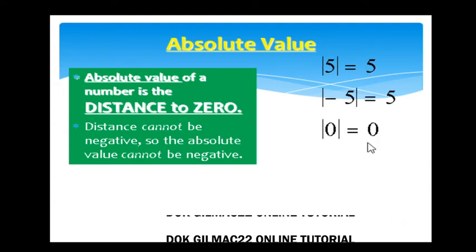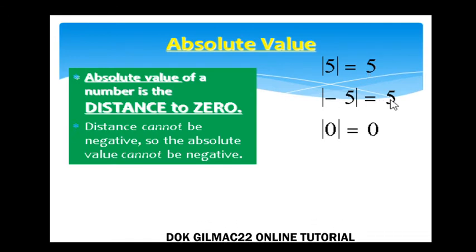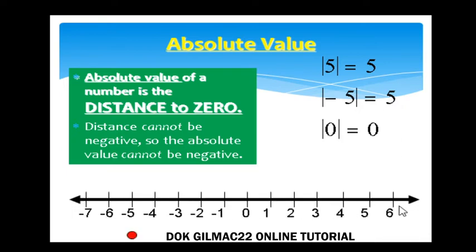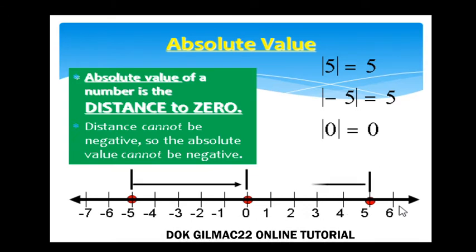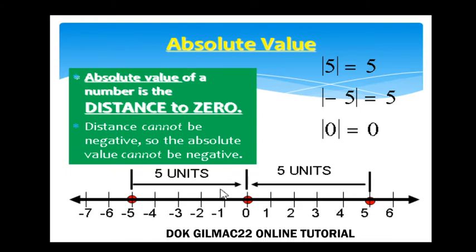So, for instance, absolute value of 5 is equal to positive 5. Absolute value of negative 5 is also equal to positive 5. Absolute value of 0 is 0. Now, let's have the illustration here in the real number line, negative 5, 0, and 5. As you can see here, the distance from negative 5 to 0 is 5 units, and the distance from positive 5 to 0 is also 5 units. So, they actually have equal distance from 0.